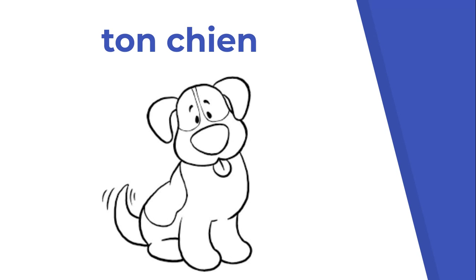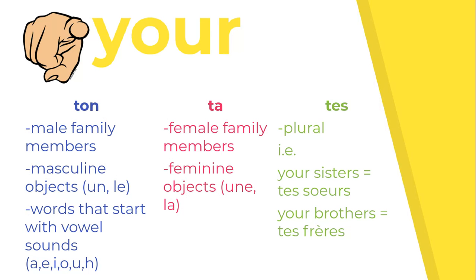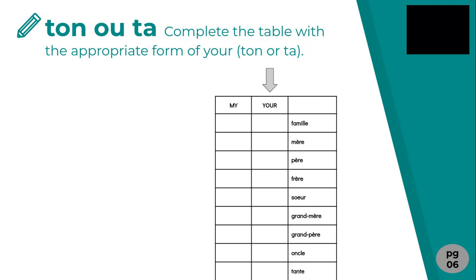Your dog. Good. Et répétez ton chat. So again, your, 3 ways: ton, ta, and tes. Ton is for male family members, ta is for female family members, and plural we use tes. So let's go ahead and complete the your column of your table on page 6. Vous avez 1 minute.